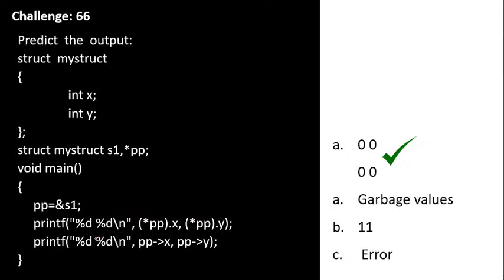Similarly, in the next printf statement, pp arrow, this operator is the same as value at pp. So value at pp for x and value at pp for y. It will again print 0 0. So just make a note of this particular operator. Sometimes they use this operator instead of using star with this.